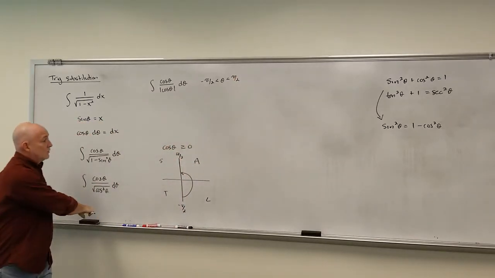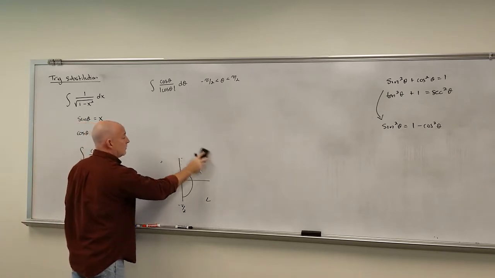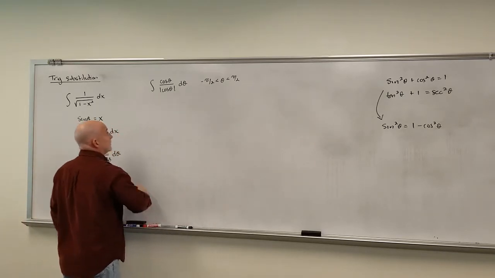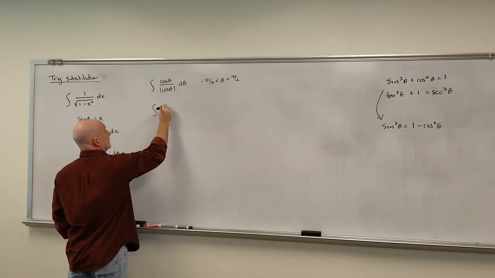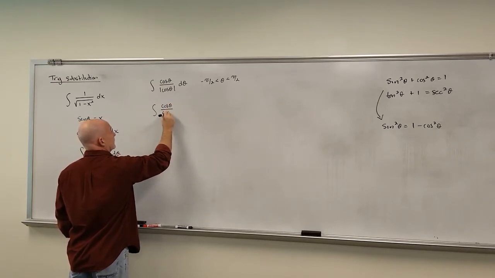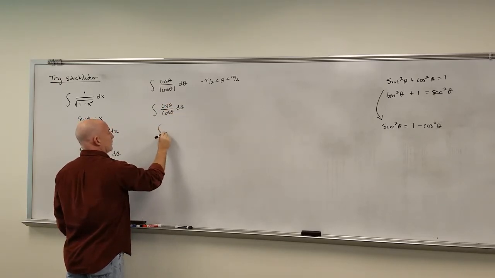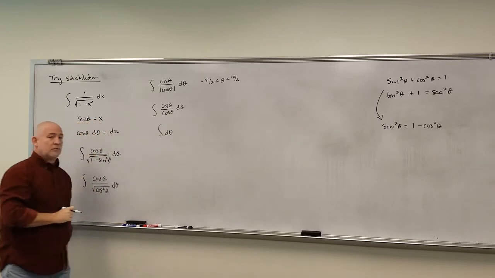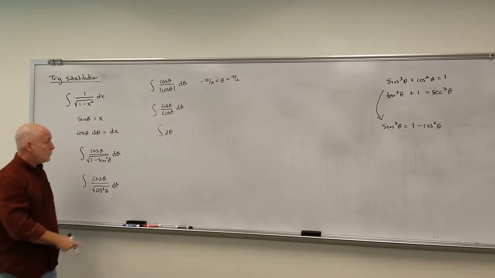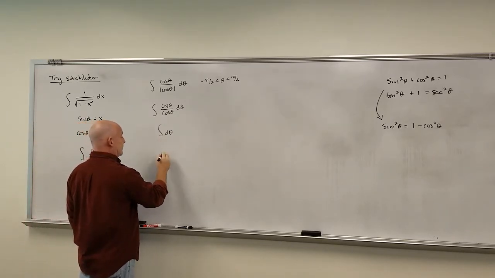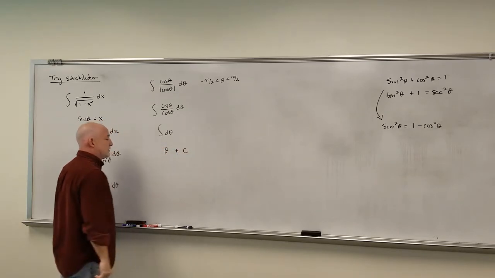So that's what I'm going to do. Since I've restricted my angle, I now know that the cosine is positive, so I get the cosine of theta over the cosine of theta d theta, which turns into an extremely simple integral here. Well, the integral of d theta is just theta plus c.